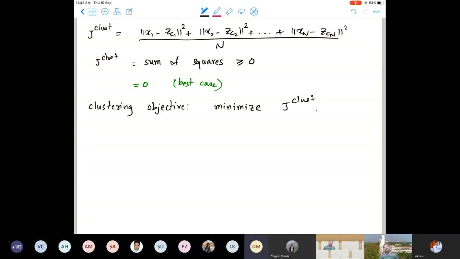And why is this J cluster changing its value? So you understand this J cluster. This J cluster is a function of several things. It is a function of first K. How many number of clusters?